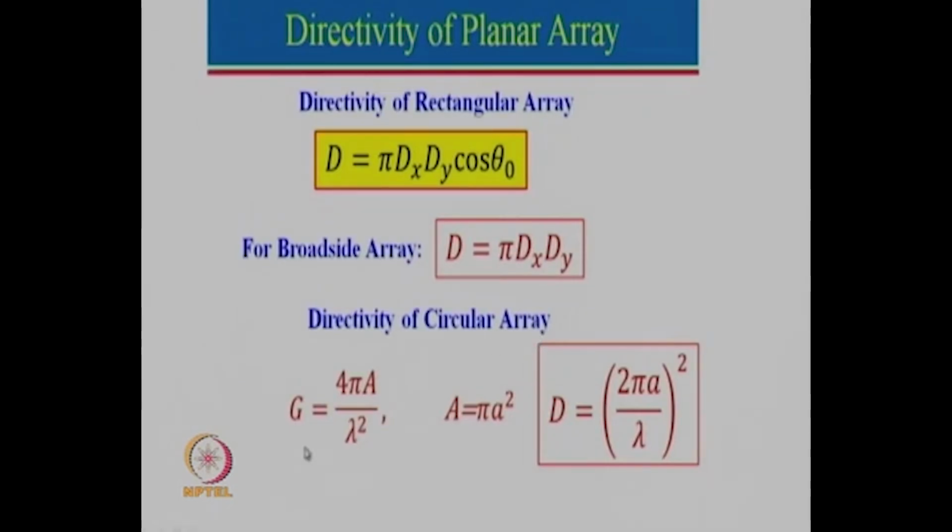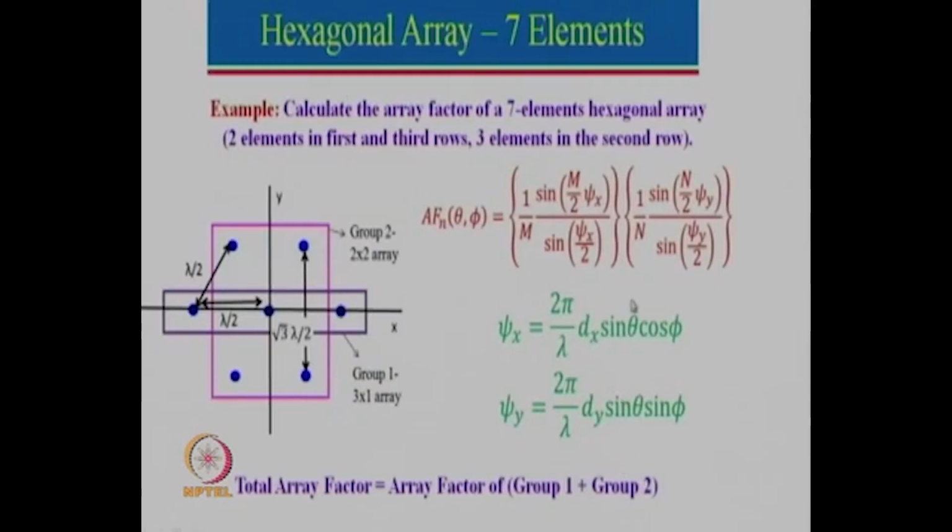Theory says D or G, if we assume D is equal to G for 100% efficiency, it is given by 4 pi A by lambda square, and for a circular array, area will be pi times a square. So we can just say directivity is given by this particular expression. So now let us just take some special cases.